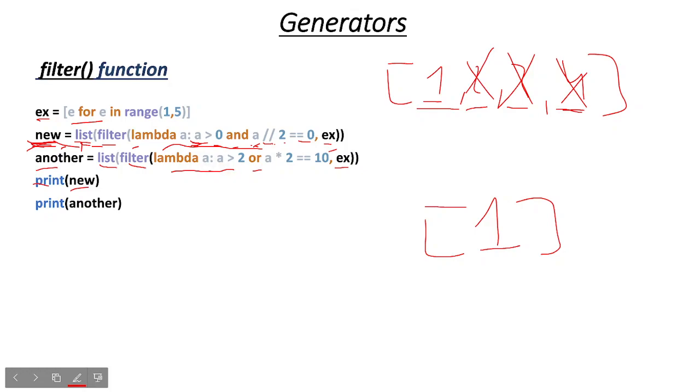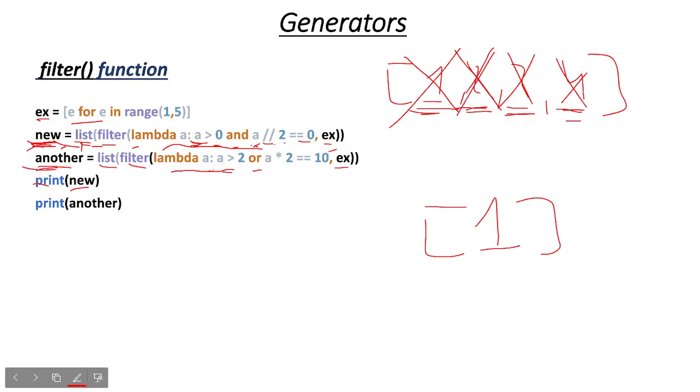So what will happen? Our a parameter will receive an integer of 1, then it will receive an integer 2, then 3 and 4. Let's first run the integer 1, which will be received by our a parameter. Is a greater than 2? It is not. Is a multiplied by 2 equal to 10? It's not, so none of the conditions is met. So integer 1 will not be assigned to our variable called another. Then moving forward, integer 2: is 2 greater than 2? It is not. Is integer 2 multiplied by 2 equal to 10? It's not, so 2 will also not be assigned to our another variable.